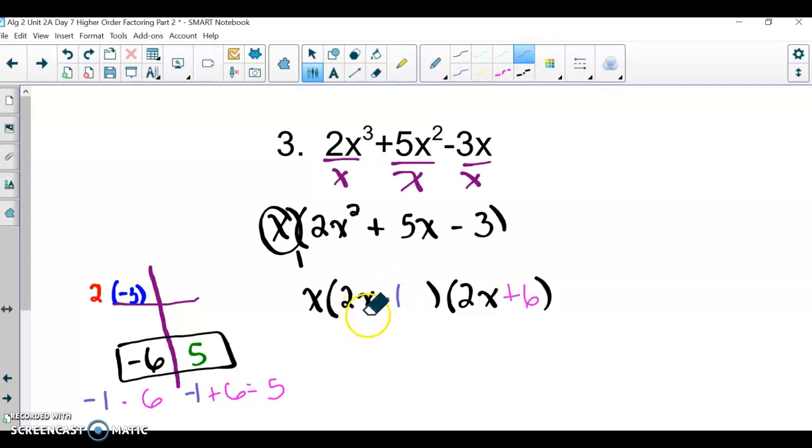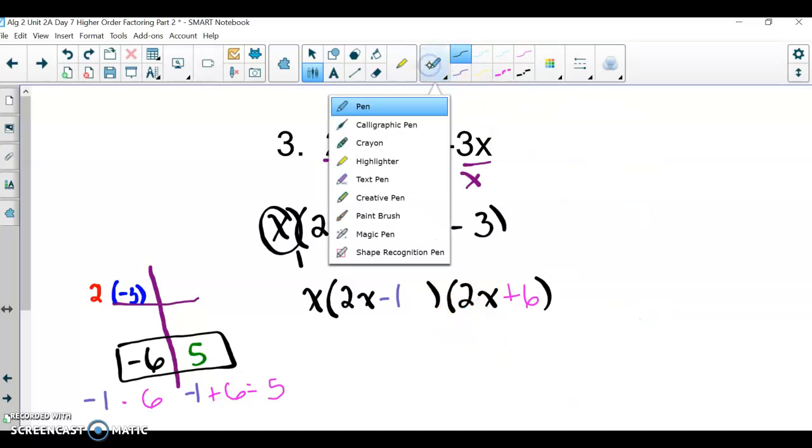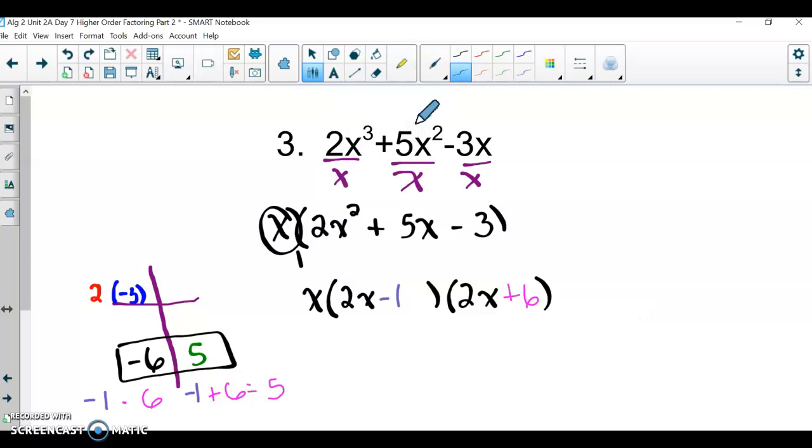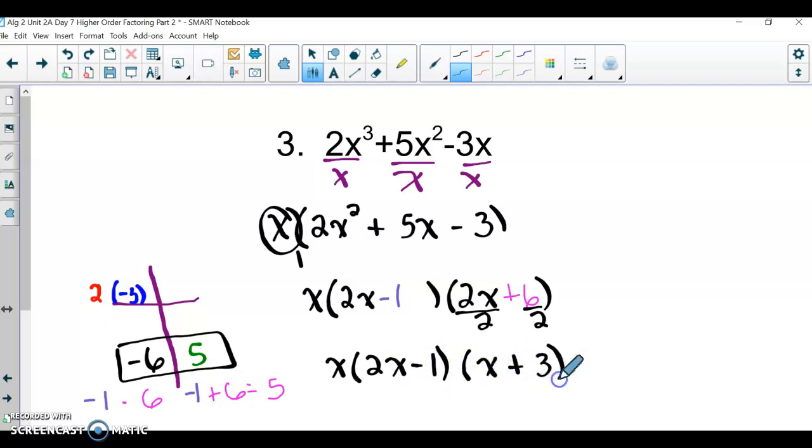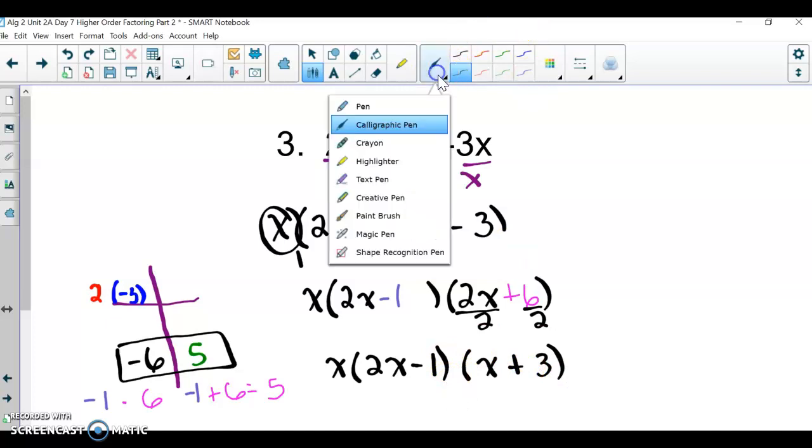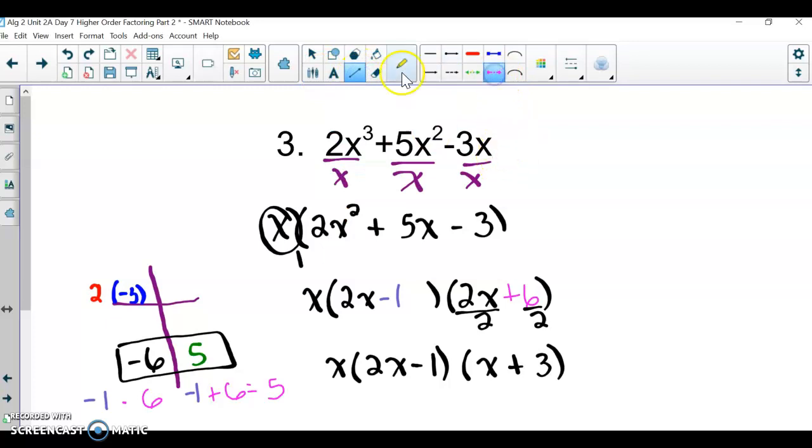And now we'll see if there's a GCF between 2 and 1. No. How about 2 and 6? Yes, there is a GCF. They're both divisible by 2. So now we write the rest, x, 2x minus 1. And then 2x divided by 2 is just x, and 6 divided by 2 is 3. Can I factor anything else? No.